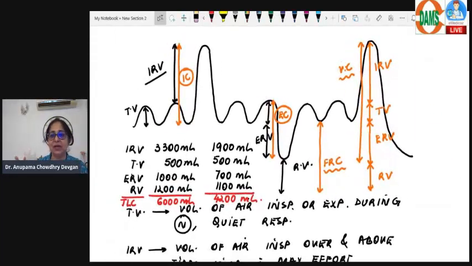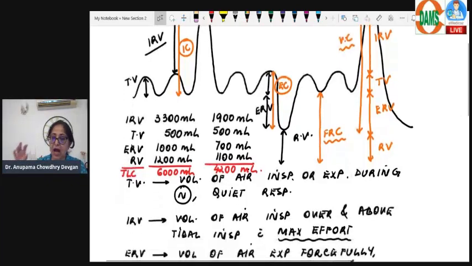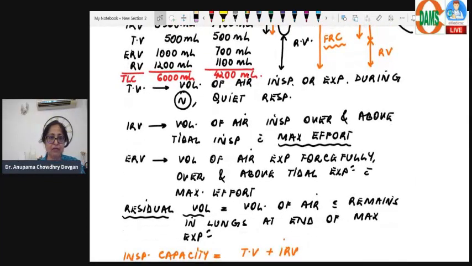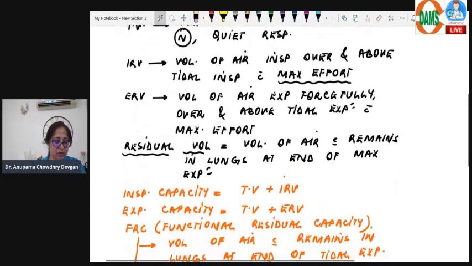First, have a look at tidal volume. What is tidal volume? Volume of air inspired or expired during a normal quiet respiration. IRV, volume of air inspired over and above a tidal inspiration with maximum effort. ERV, volume of air expired forcefully over and above a tidal expiration with maximum effort. Residual volume, volume of air which remains in the lungs at the end of a maximum expiration.